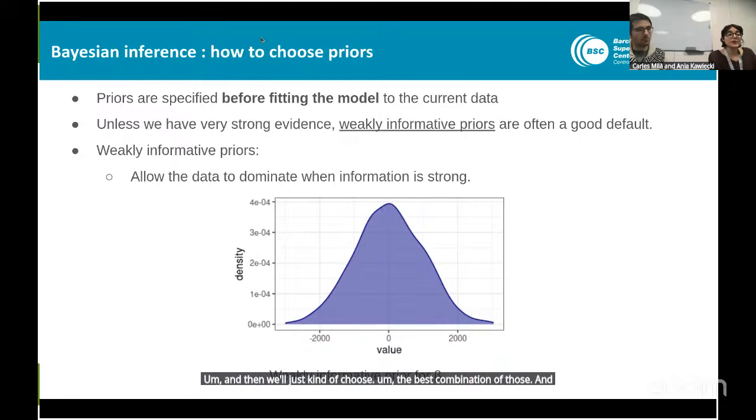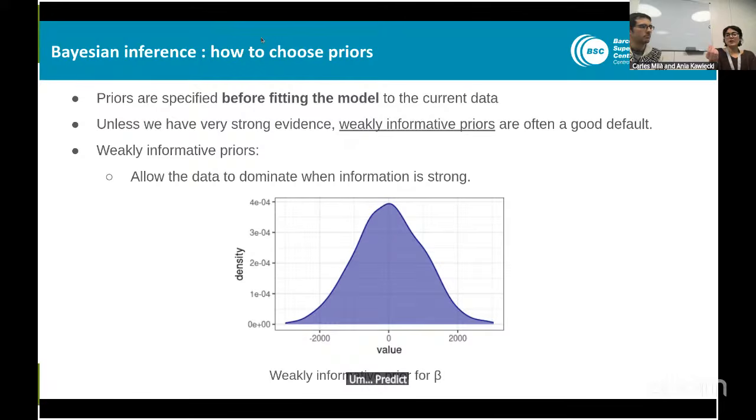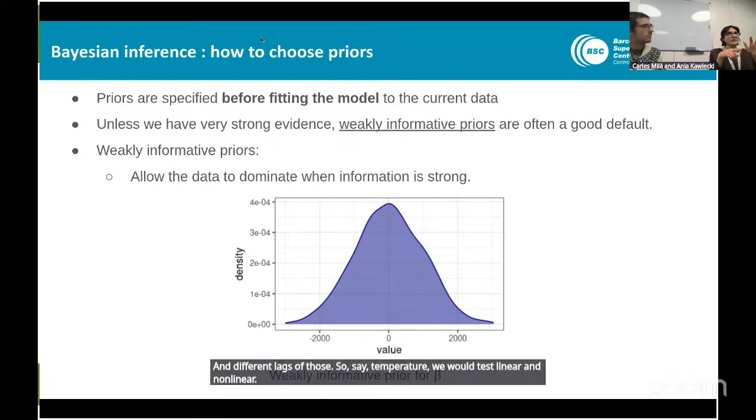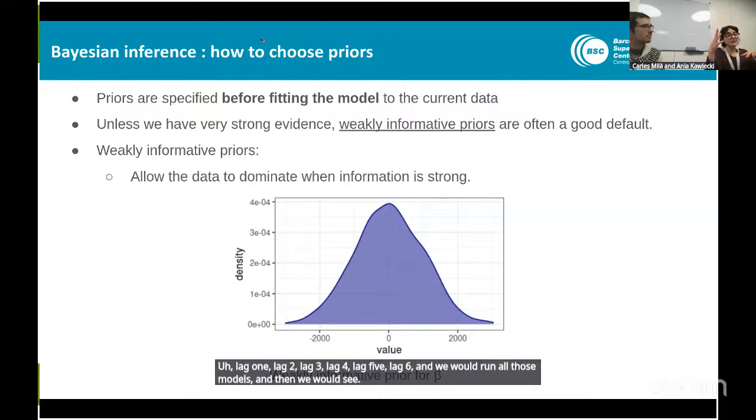Then, with those effects that absorb the spatial-temporal uncertainty, we start adding one predictor variable, and we test linear and nonlinear formulations of those and different lags of those. So say temperature, we would test linear and nonlinear lag 1, lag 2, lag 3, lag 4, lag 5, lag 6. And we would run all those models, and then we would see which ones fit better, again, with these goodness of fit metrics.